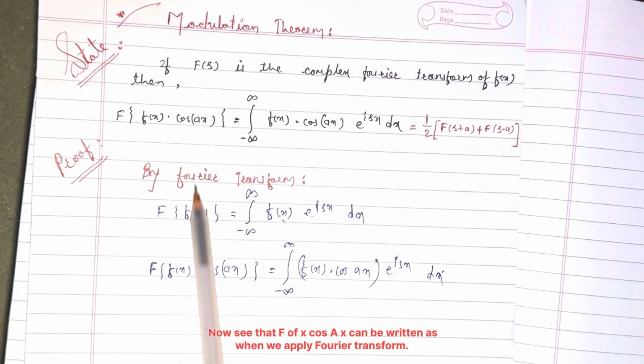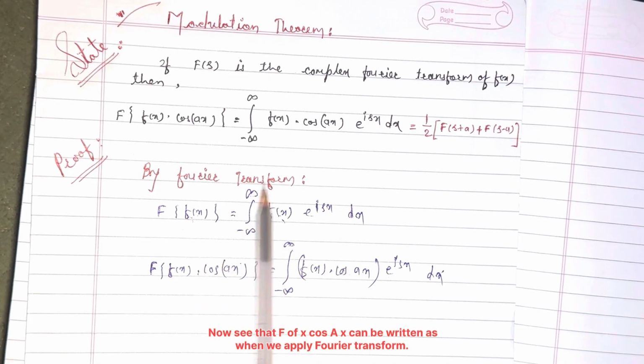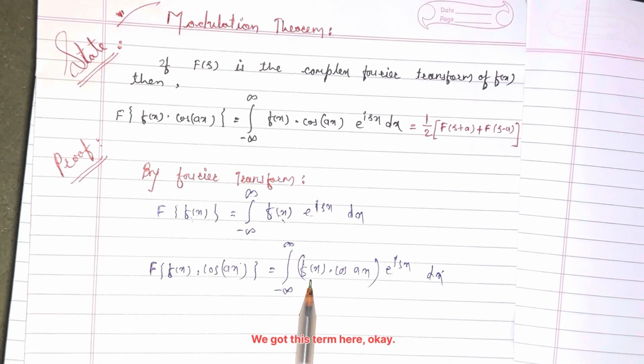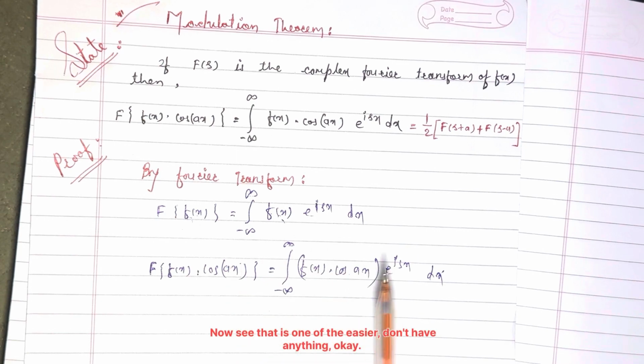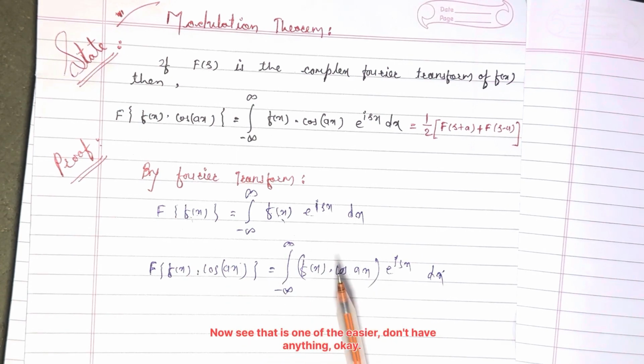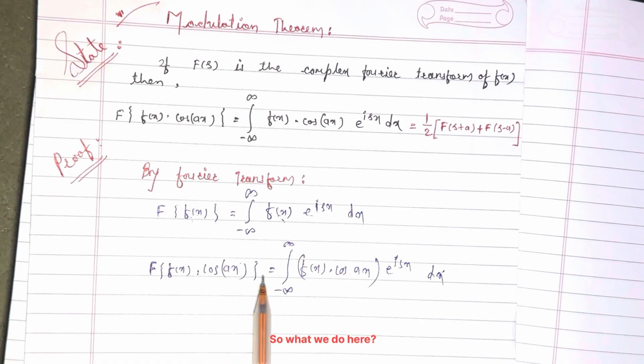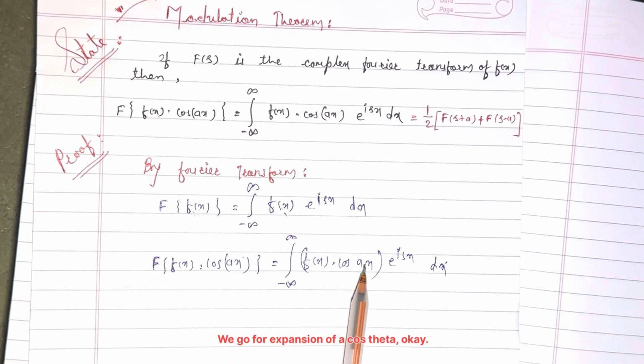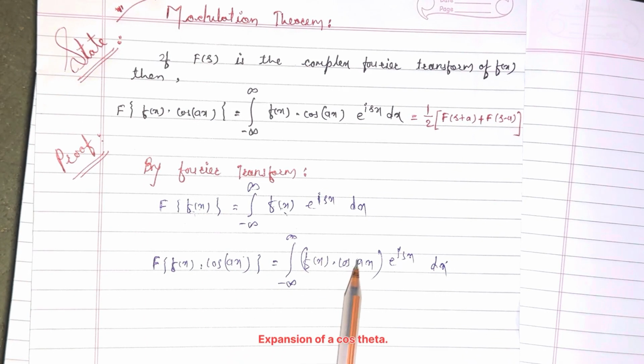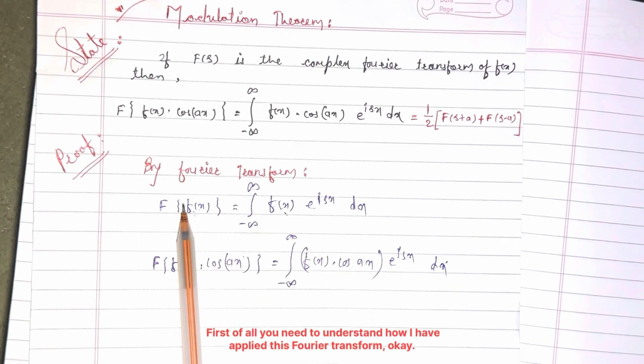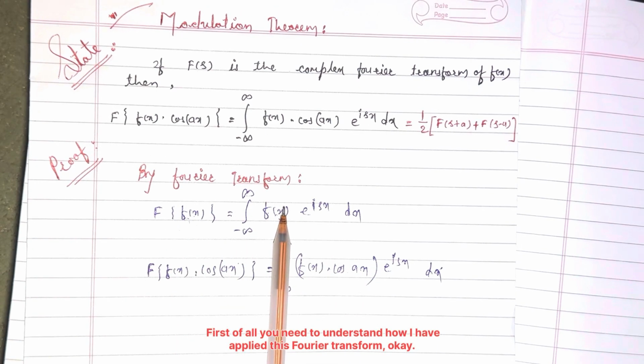Now see that f of x cos ax can be written as, when we apply the Fourier transform, we get this term here. Yes, now see that this is one of the easier ones. So what we do here is go for the expansion of cos theta, but we will go for it later on. First of all, you need to understand how I have applied this Fourier transform.